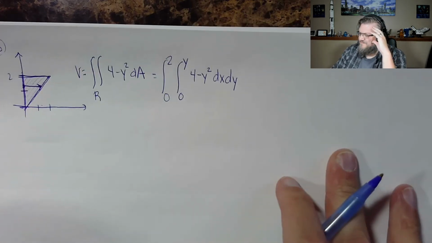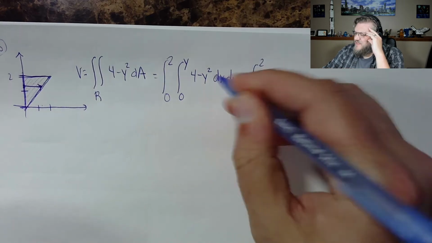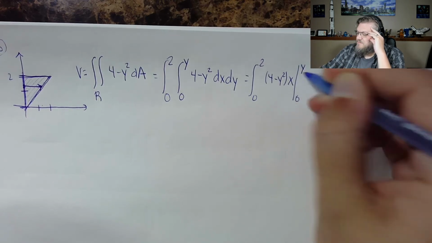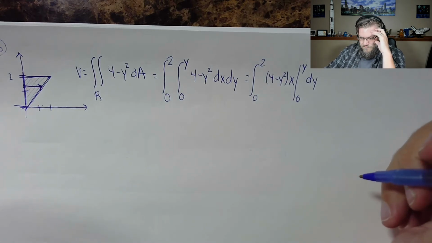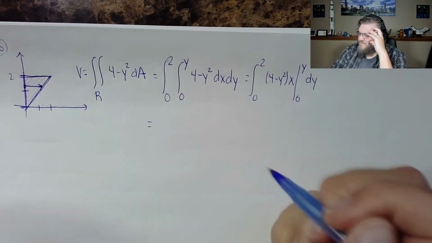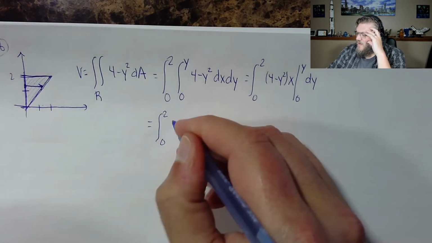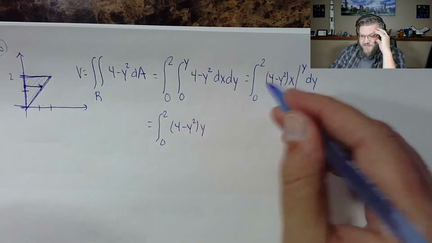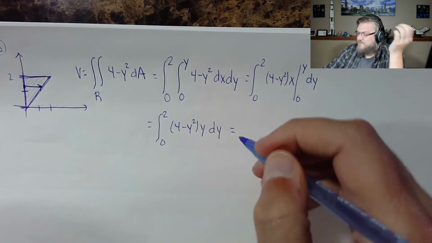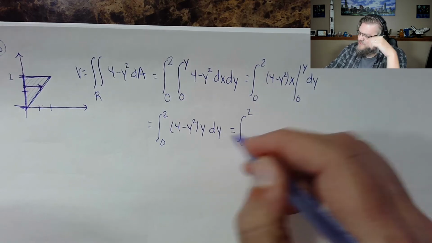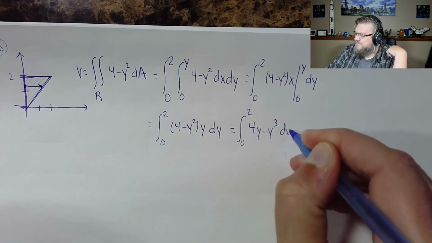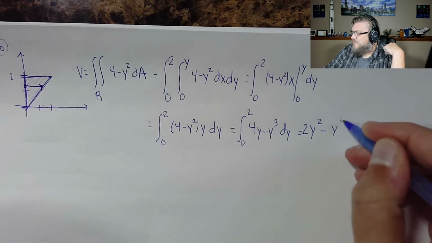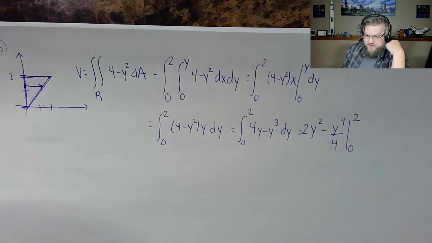Yeah, this isn't going to be bad at all. So going ahead and doing that, this whole thing's a constant. So I can think of it as 4 minus y squared times x, evaluated from 0 to y. Plug in the y for the x. So we get the integral from 0 to 2 of 4 minus y squared times y minus 0. Nice, so that wipes out, and it leaves me with a great integral here. Integral from 0 to 2 of 4y minus y cubed. So that's going to be 2y squared minus y to the 4 over 4, evaluated from 0 to 2.